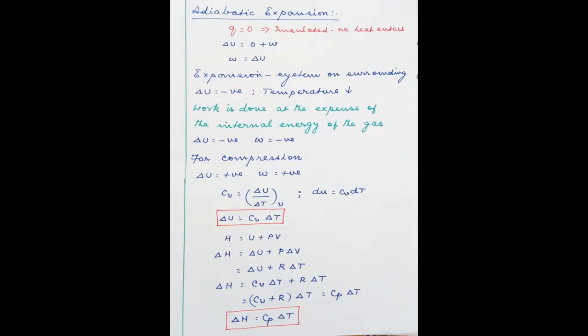In order to achieve this condition, the material of the system should be highly insulative so that no heat enters. See, in the case of isothermal processes, the system has to be highly thermal conductive. But in the case of adiabatic processes, the system has to be highly insulative. So Q is equal to 0 in the case of adiabatic expansion.